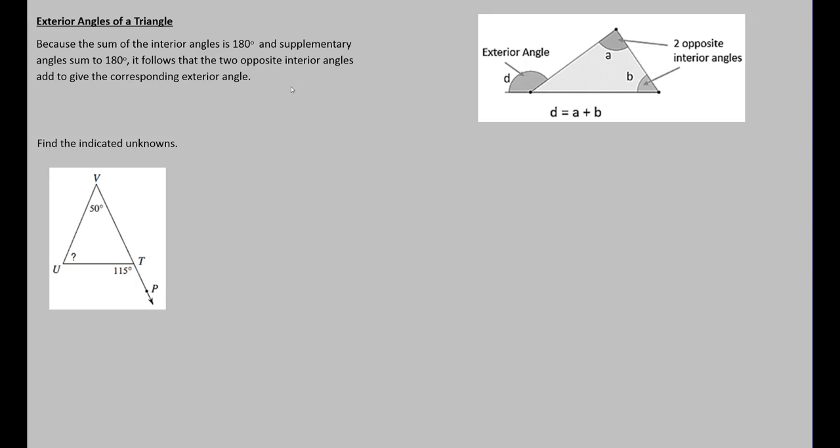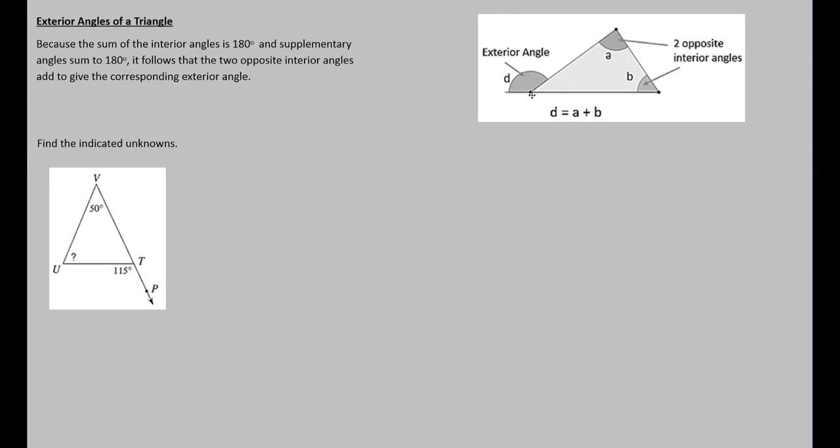So the first bit is about exterior angles of all triangles. There's a lot of jargon that you should have learned from middle school about supplementary angles, parallel line theorems, transversals, and things like that. So this paragraph in the lesson might seem really complicated, but it's not actually too bad.